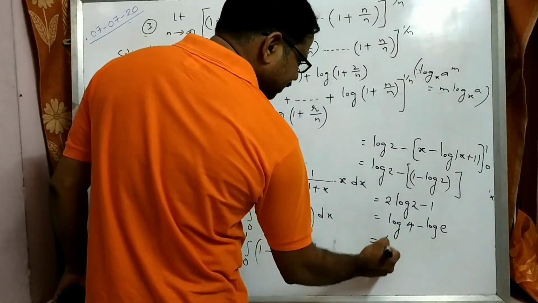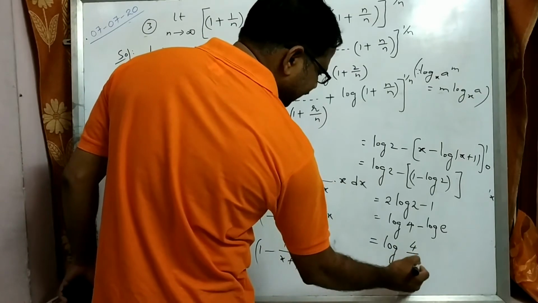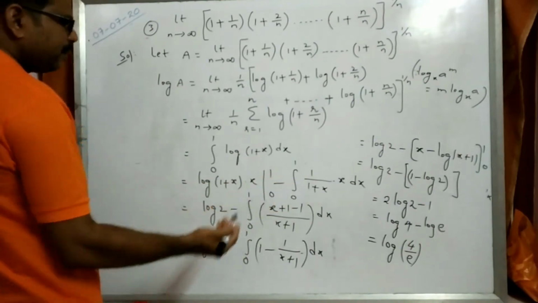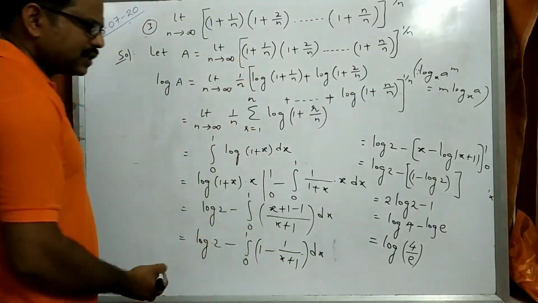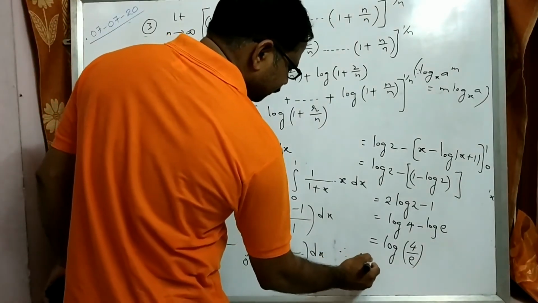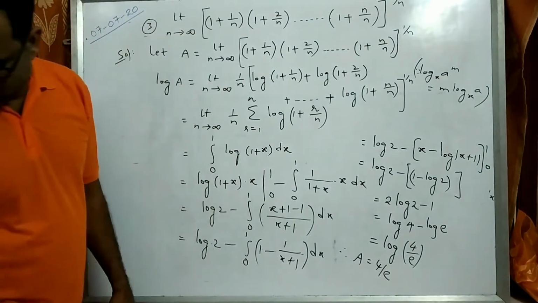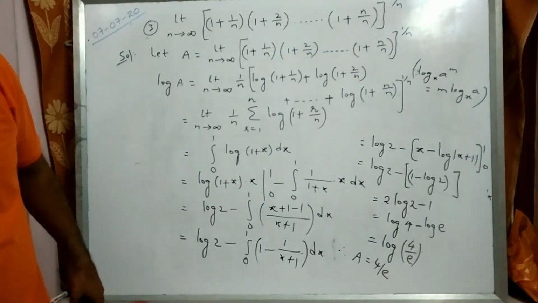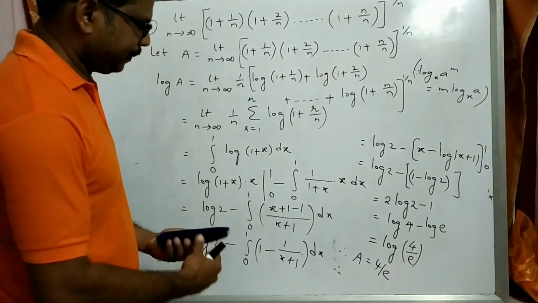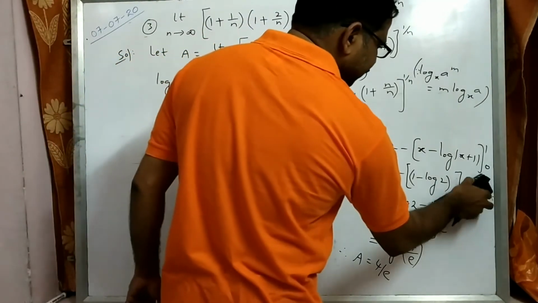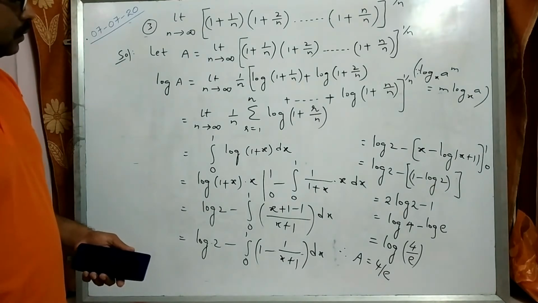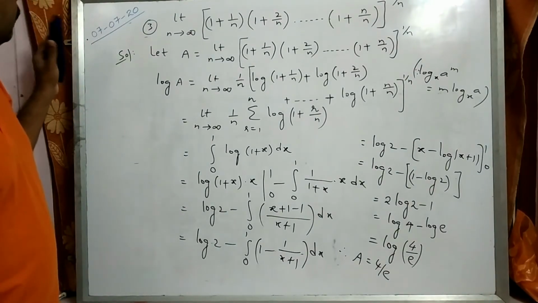Log a minus log b, what can we write? Log 4 by e. This side I have log A, there I have log 4 by e. So remove the logarithm on both sides by taking anti-logarithm on both sides. So the A value will be 4 by e. That's all. Therefore the answer is 4 by e. That's all the solution for this. Hope it is clear. Note it down.